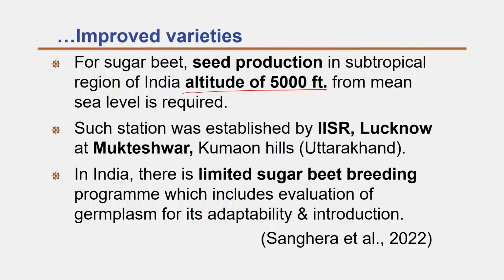Such a station was established by Indian Institute of Sugarcane Research, Lucknow at Mukteshwar, which is in Kumaon Hills of Uttarakhand. In India, there is limited sugar beet breeding work, which includes evaluation of germplasm for its adaptability and introduction. Initially, we just evaluated the exotic germplasm, but definitely there are certain purposes of developing varieties in sugar beet.